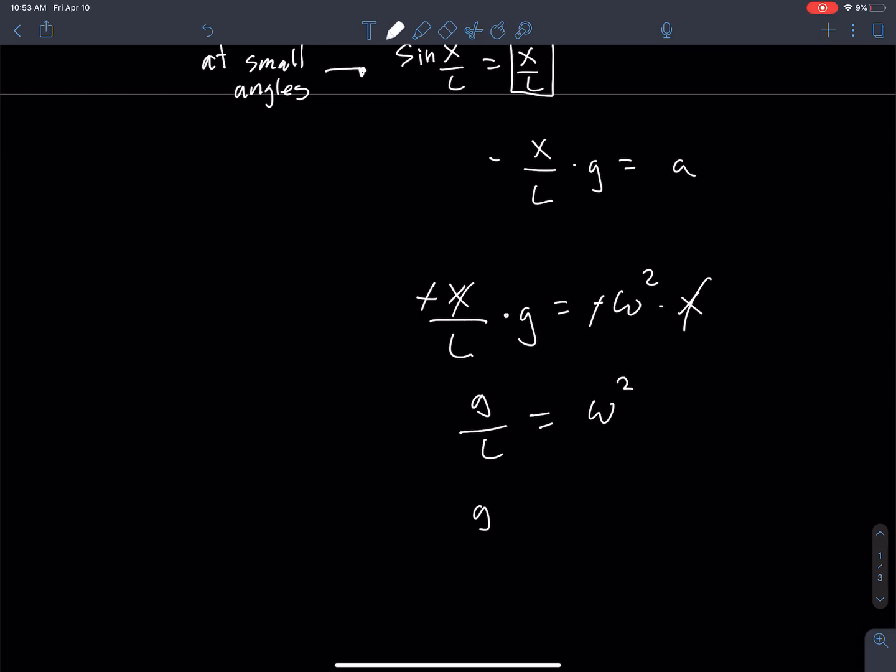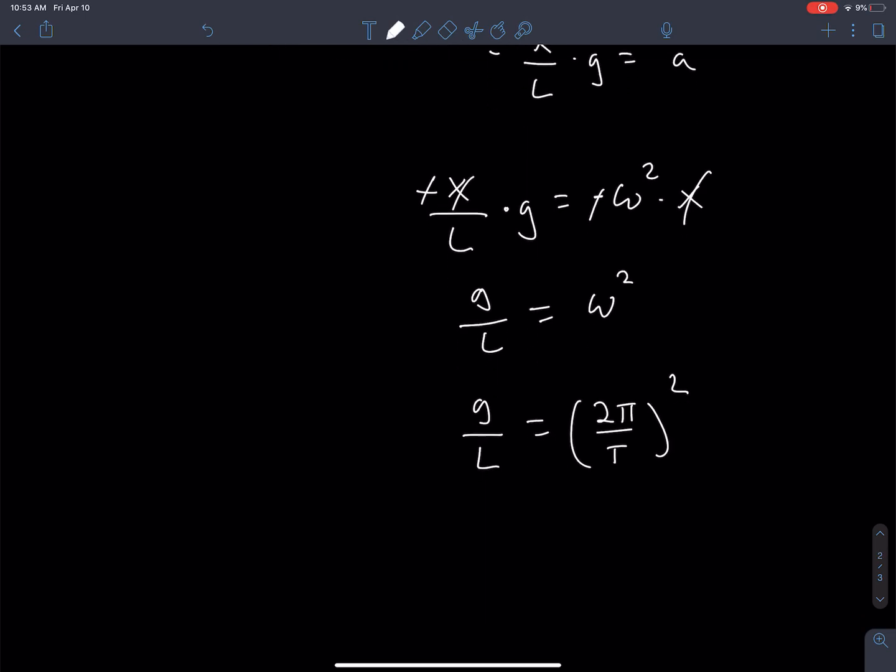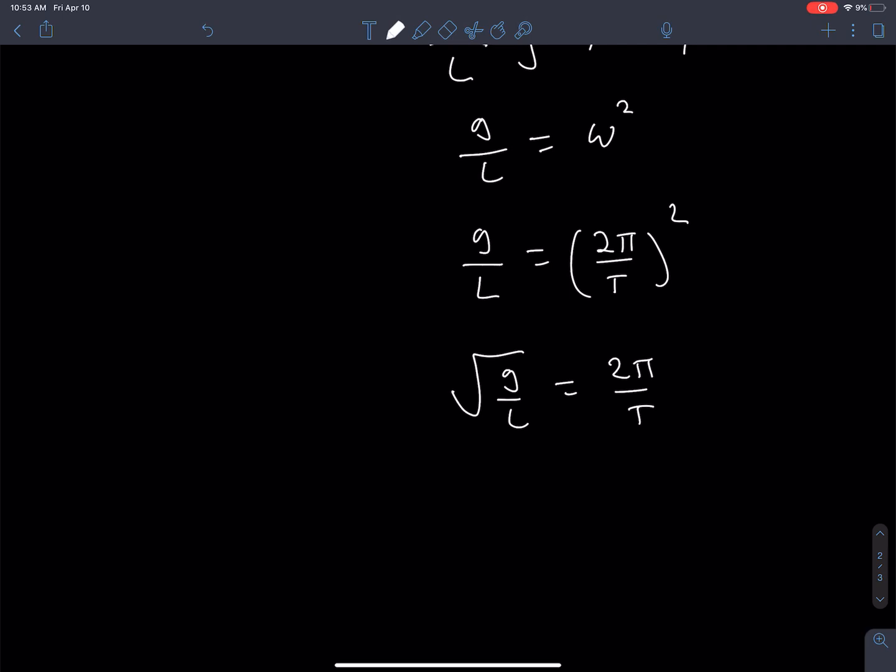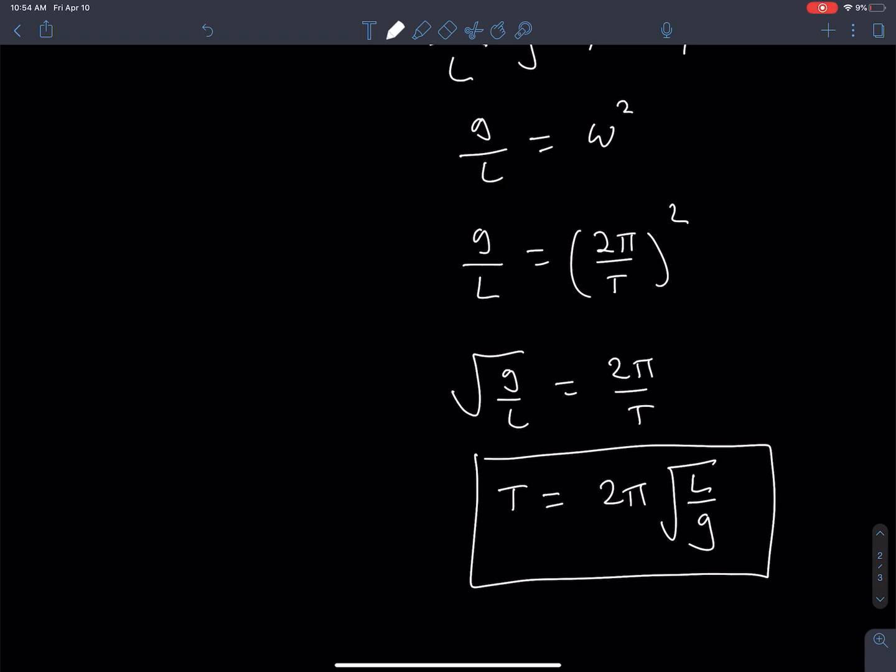So let's fix things up a little bit more. g over L is equal to 2 pi over the period, squared. Now we want to isolate for the period. So I'm going to take the square root: square root of g over L is equal to 2 pi over the period. Then I'm just going to cross multiply with the period to get it out. Period is equal to 2 pi, and if I divide by the square root of g over L from the other side, it becomes the square root of L over g. And that is our derivation.